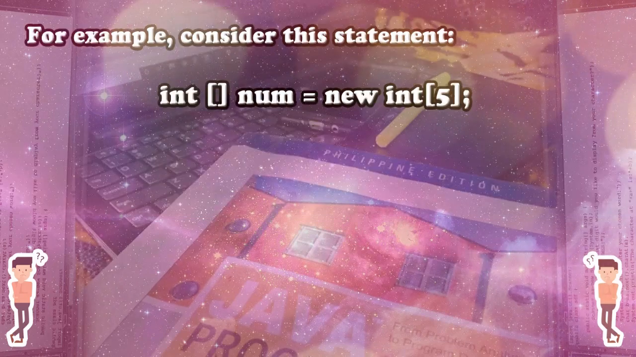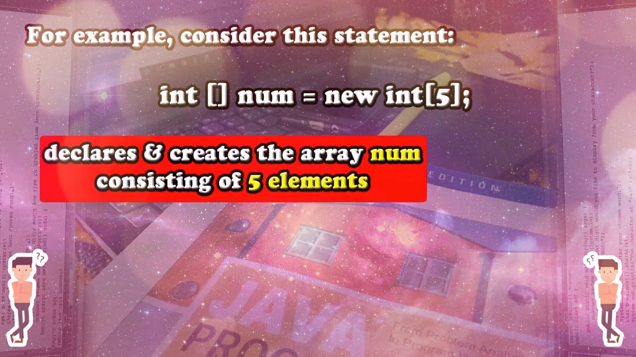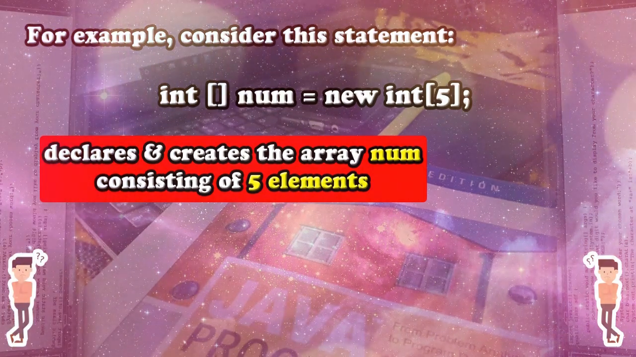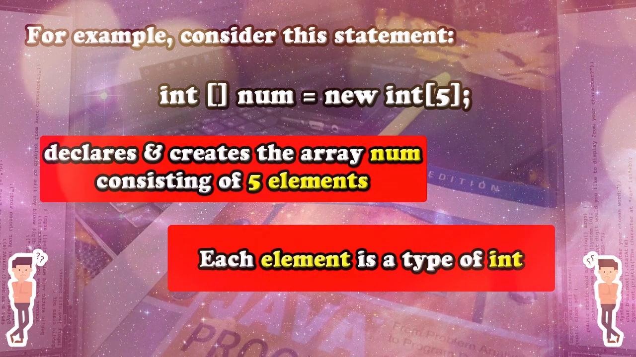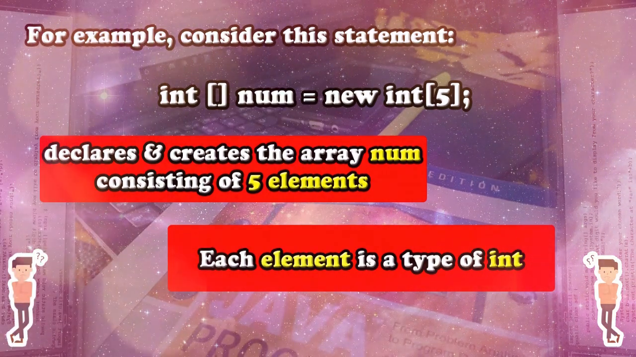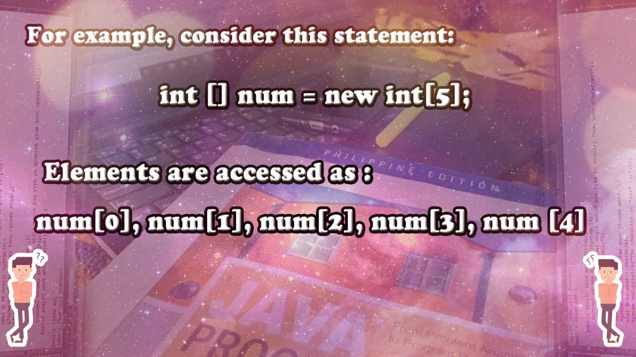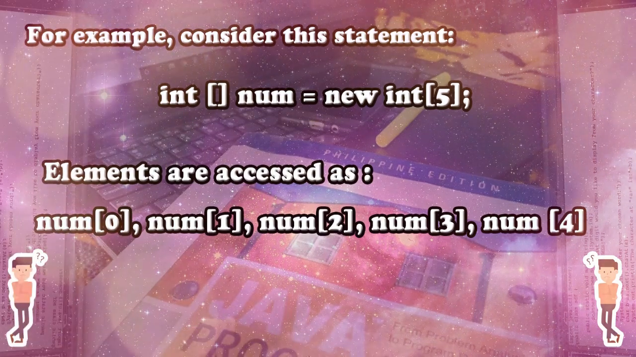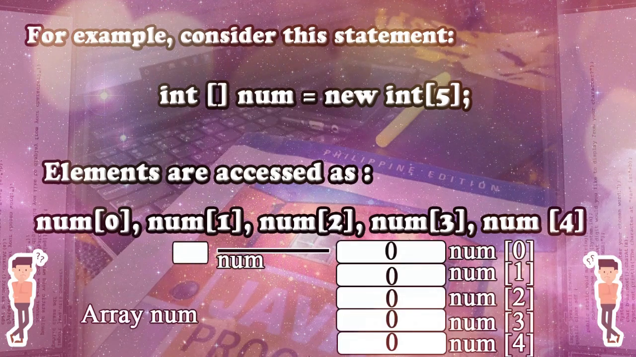Now, let us have this statement. This statement declares and creates the array num consisting of 5 elements. Each element is of type integer or int. The elements are accessed as num[0], num[1], num[2], num[3], and num[4]. We can also illustrate the array num using this figure.